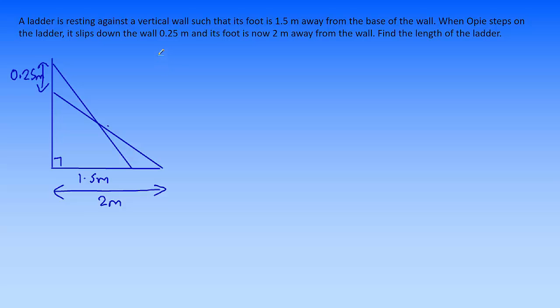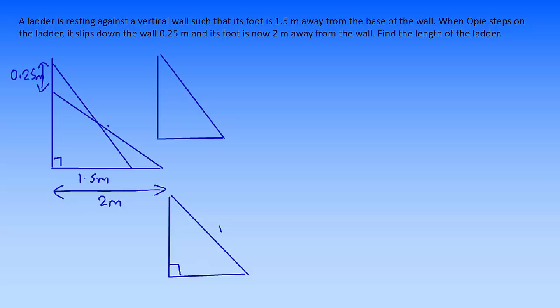Let's draw each triangle separately. So there's the initial position, and this one is after the slippage. We're trying to find the length of the ladder, which is the same obviously in both triangles. This was 2 metres. Let's call this one x. When this is 1.5 metres, because it slid down by 0.25, this would be x plus 0.25.